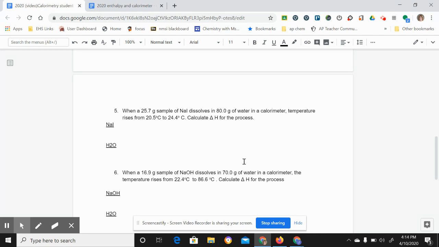Okay, so what do we know here? In my sodium iodide, we know we have 25.7 grams. What else do I know? I know that I have 80 grams of water, right? You with me on that? And we also know the temperature change, our delta T. What do you get when you subtract the two? You should get 3.9 degrees C.